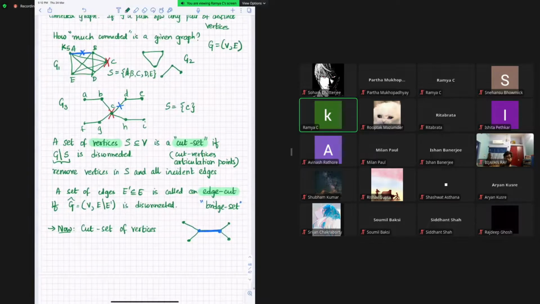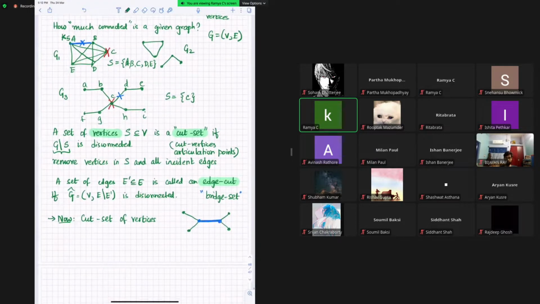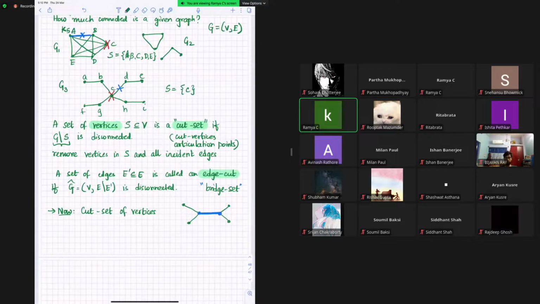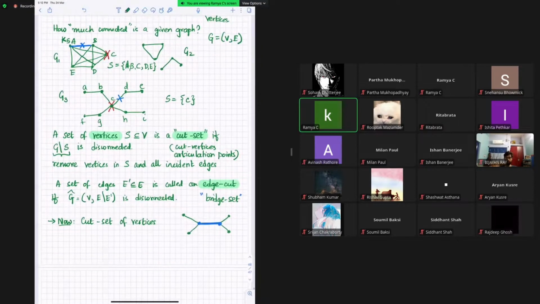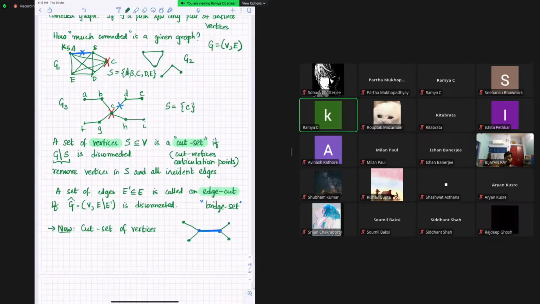I will try to give you some graphs and you have to figure out what a cut set is and what its properties are. For example, the complete graph has no cut vertices. You have to remove all the vertices in the graph. This way, you can measure how connected a graph is based on the size of the cut set.